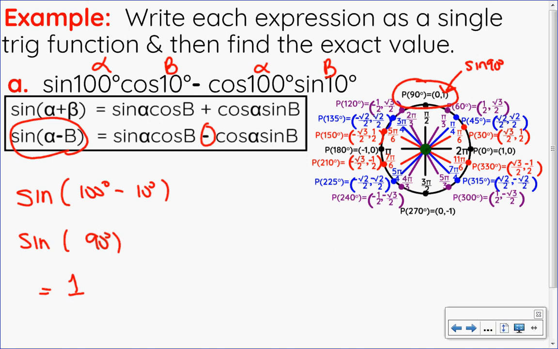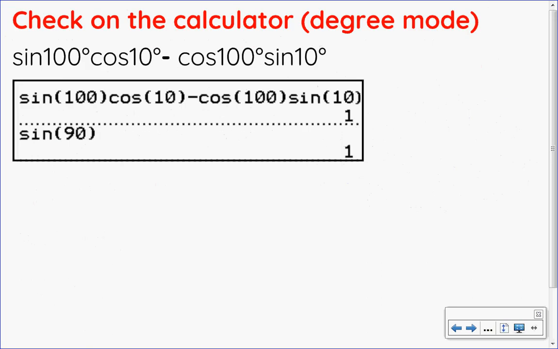The good thing about these questions is that I can always check them on the calculator. Making sure that I'm in degree mode, you can see I put my original value, sine 100 cos 10 minus cos 100 sine 10. I get a value of 1, which is the same as sine of 90. So I know that that is correct.